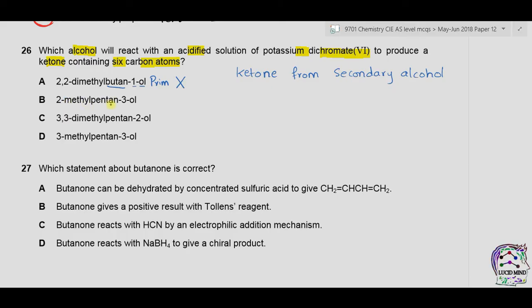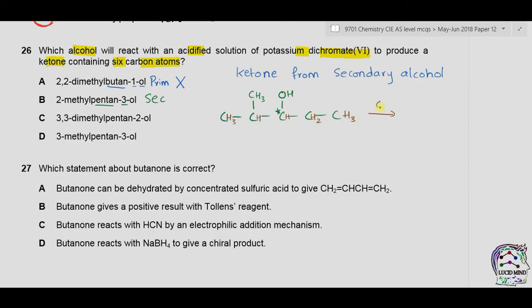Part B, we have 2-methylpentan-3-ol. In pentane, we have 5 carbon atoms. The alcohol is attached on the third carbon. On the second carbon, we have a methyl group attached. Now as we can see, the carbon attached with OH is directly attached to 2 carbon atoms, so therefore this is a secondary alcohol. The rest are the number of hydrogen atoms: we have 3, 1, 1, 2 and 3 hydrogens.